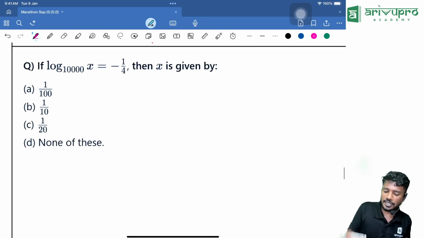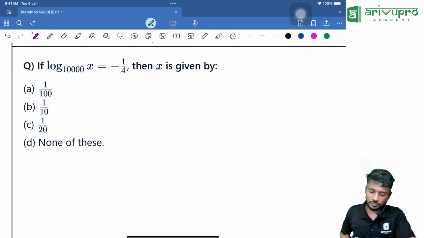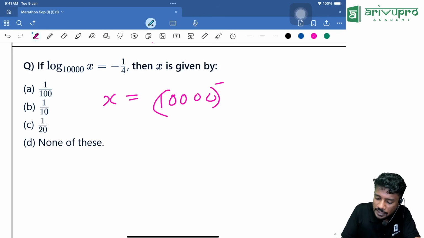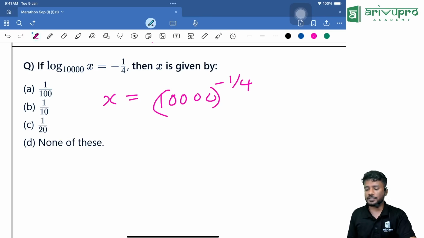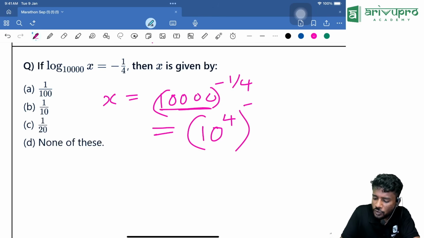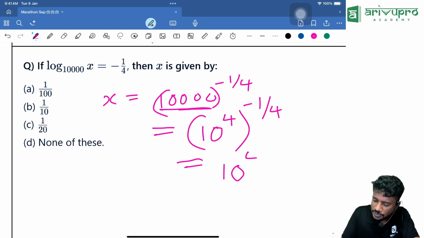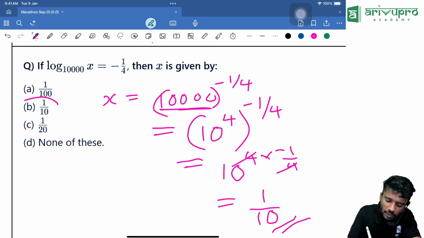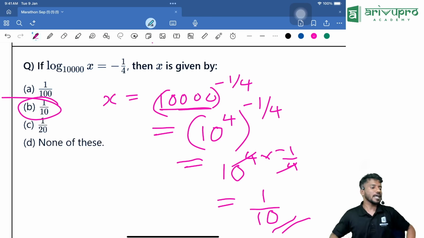Now, get me the answer for this. Find the value of x. X is nothing but 10,000 raised to minus 1 by 4. Get me the answer. What is this 10,000? Can I write it as 10 raised to 4? 10 raised to 4, the whole raised to minus 1 by 4. Now, can I write it as 10 raised to 4 into minus 1 by 4? So the 4s cancel. What is remaining? 1 by 10 is remaining. Option B is your answer.